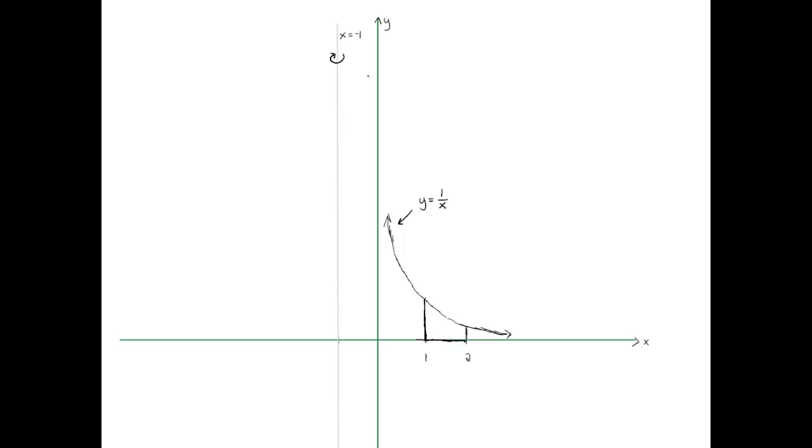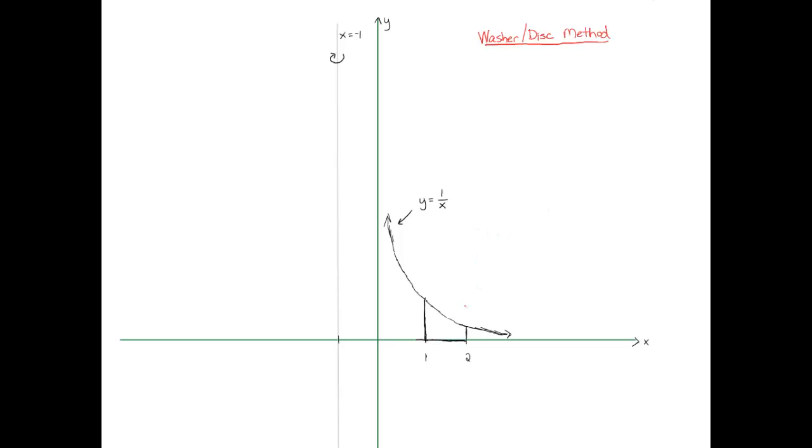This is kind of an important problem, because there are two ways to do it. If you know the shell method, that would actually be the preferred method for this problem. If you only know the washer method, then doing this problem via the washer method requires two integrals. Because I generally assign this problem when my students are doing the washer method, I'm going to do it both ways. I'll do it using the washer method, and then I'll do it again using shells.